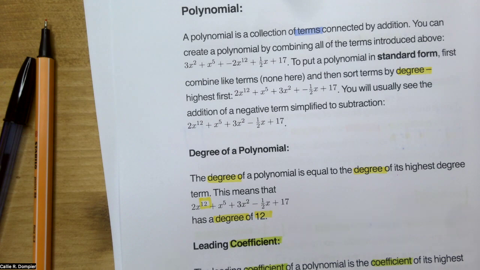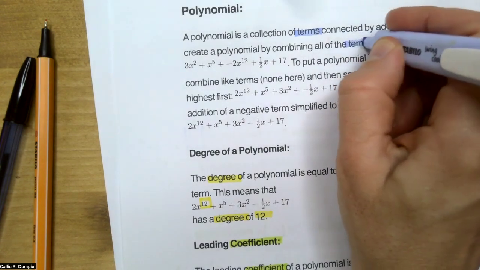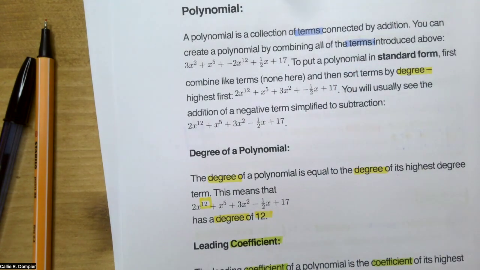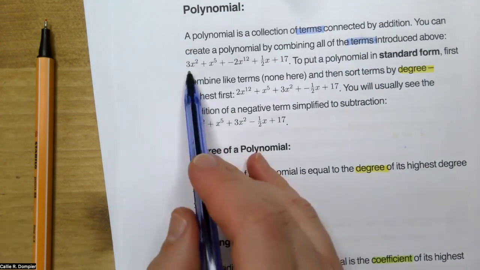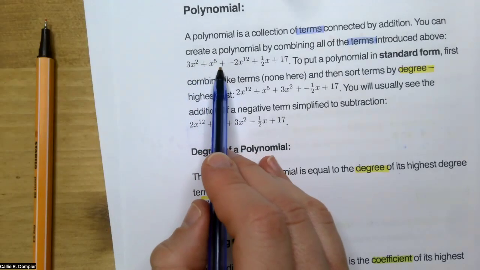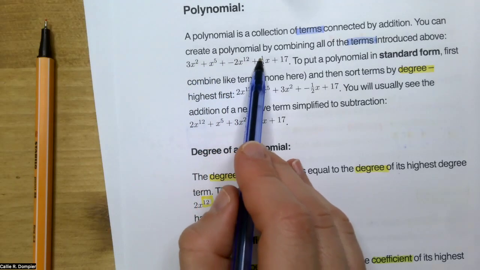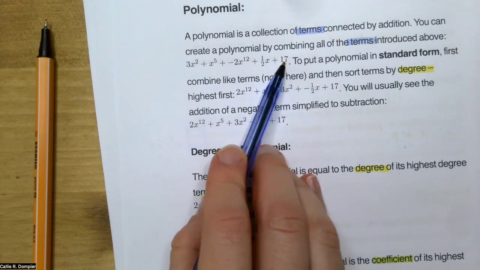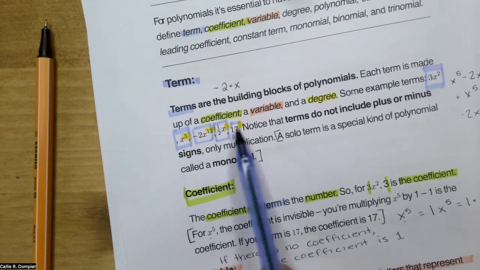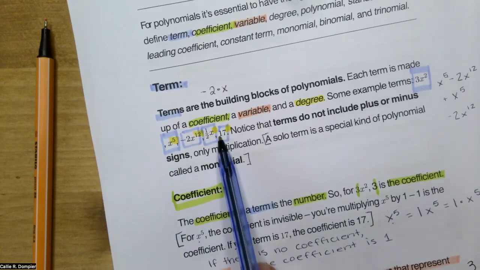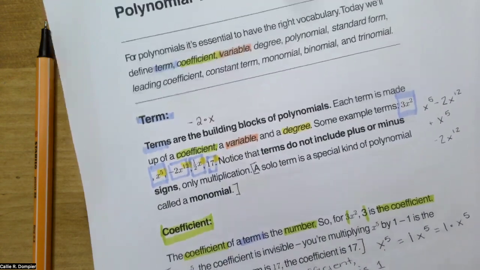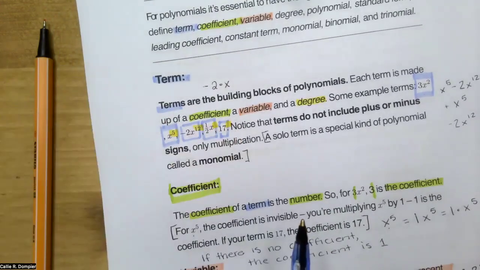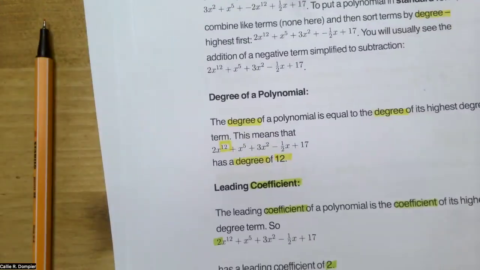You can create a polynomial by combining all of the terms introduced above. So here we have an example of 3x squared plus x to the fifth plus -2x to the 12th plus 1/2 x plus 17. So all the terms introduced above, on the other page, were this list, right? So we combined them by putting plus signs between them. We took a bunch of terms, we put plus signs between them, we got a polynomial, right?